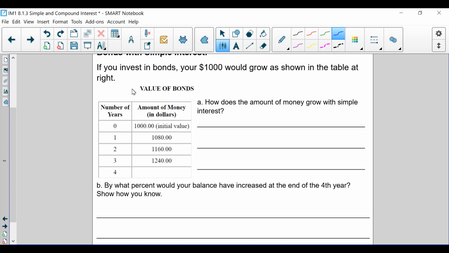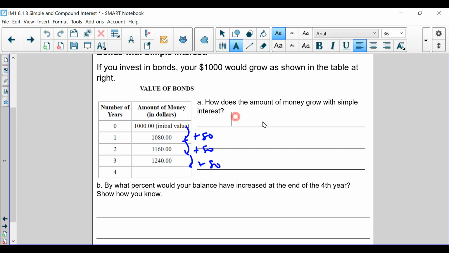So let's take a look here at this equation. Okay, so we've got this table. First of all, what do you notice? I notice it goes from 1,000 to 1,080, so we're adding 80 each time. Okay, so how much money does it grow by with simple interest? We're going to say, and I'm going to type this out here, the money grows by $80 each year.